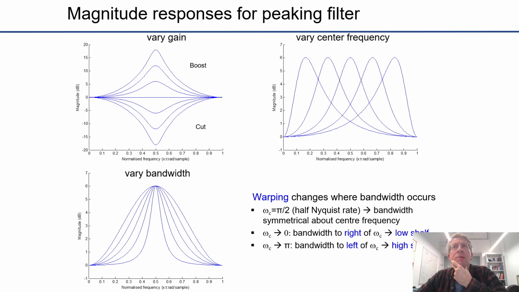We could show the same thing for the peaking filters, only now we're looking at some mid-range. And so we can vary the gain, we can vary the center frequency, and there's one more parameter for the peaking ones, the bandwidth. So do we have a very narrow region that we're interested in, or a very wide region that we're interested in?